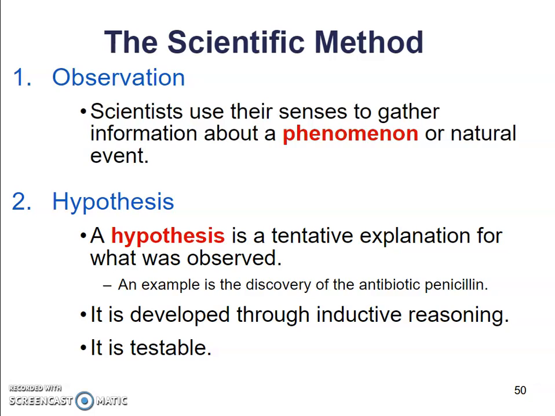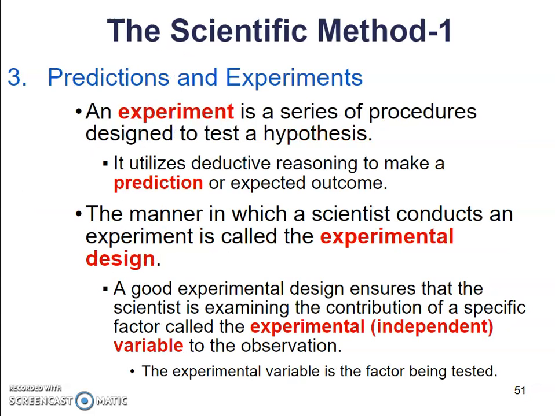That is important. A hypothesis must be testable. You can't have a non-testable hypothesis. It's against the definition of it. Then we move on to predictions and experiments. An experiment is a series of procedures designed to test that hypothesis. It utilizes deductive reasoning to make a prediction or an expected outcome.